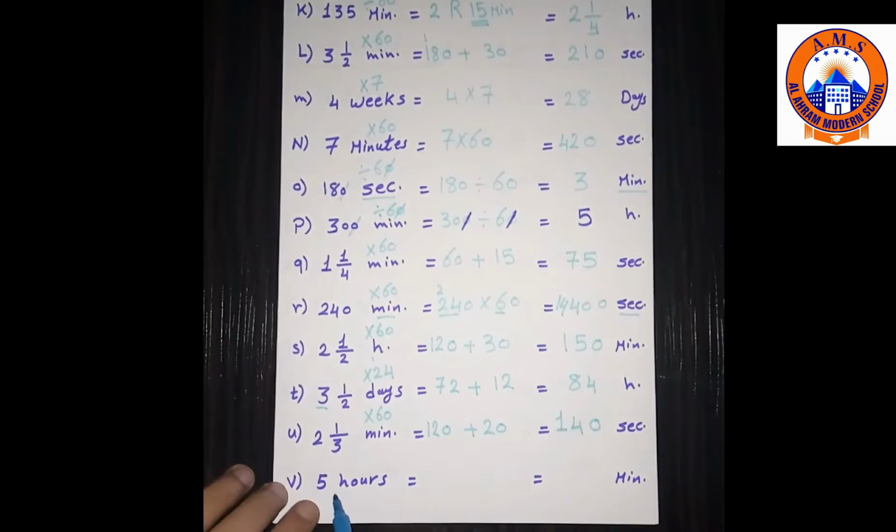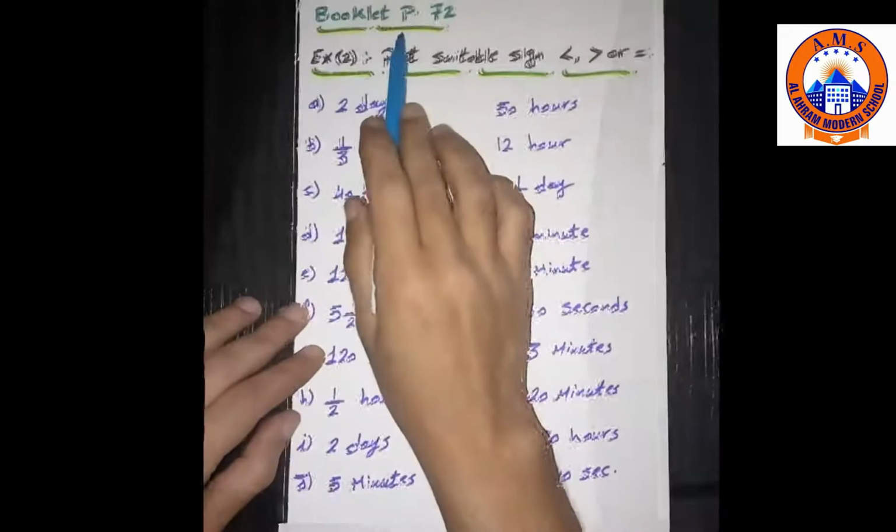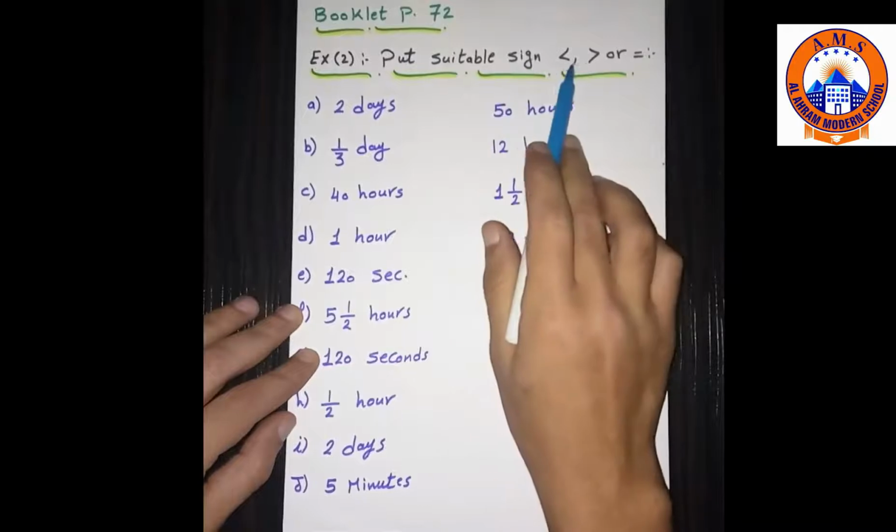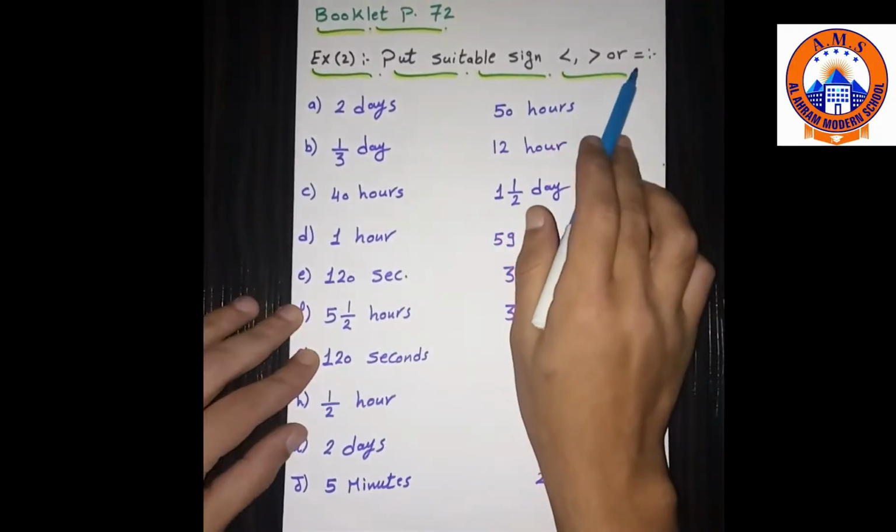Question number E. 5 hours equal how many minutes? The hour contains 60 minutes. 5 by 0 equals 0. And then 5 by 6 equals 30, so it's 300 minutes. In booklet page 72, exercise number 2, put a suitable sign: greater than, less than, or equal.